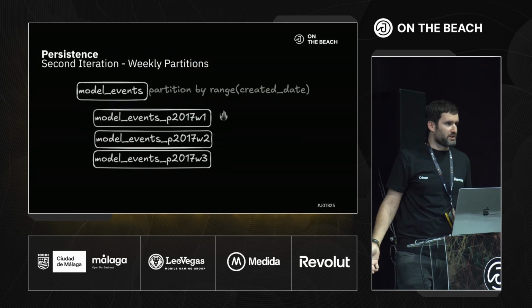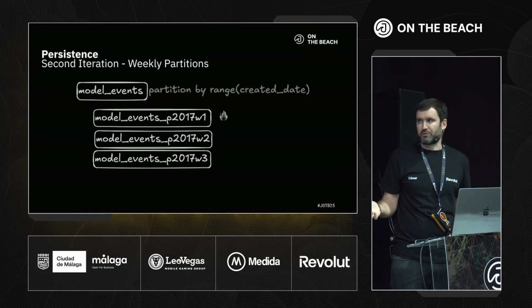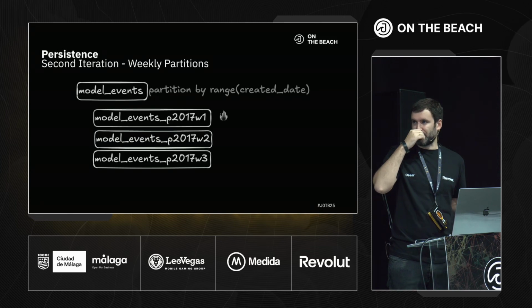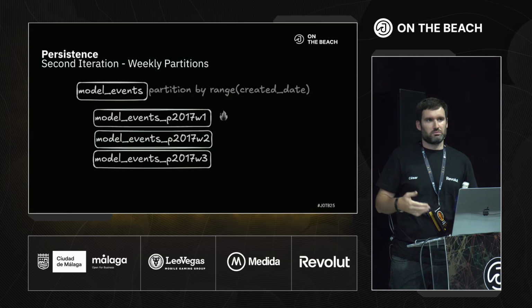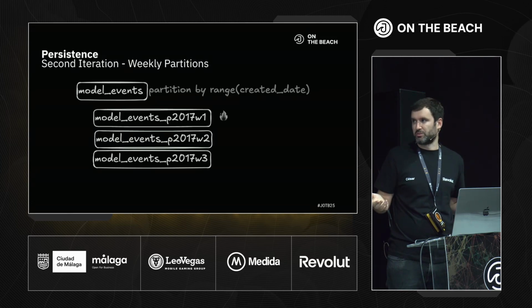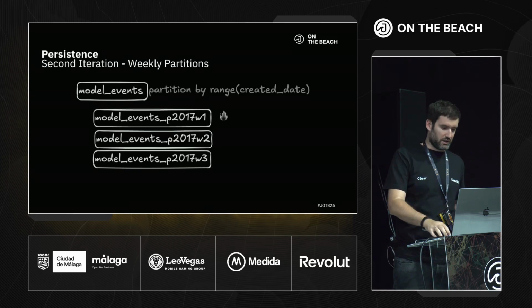So we got performance issues at some point, and then we did the straightforward thing. Instead of reinventing the wheel, we cut it down to weekly partitions. It gave us some breathing room. We were not solving the problem, but it helped us think of something more future-proof.